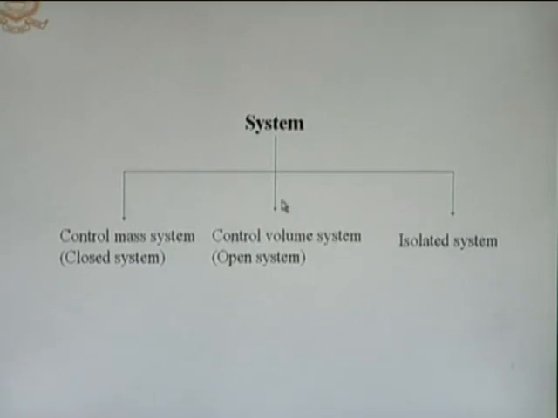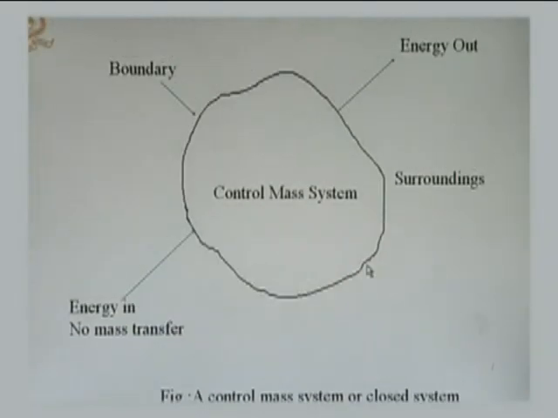We may have generally these three types of system. One is called a closed system, another is called an open system, and the third is called an isolated system. We will try to understand the difference between these three. This is a closed system, in which energy can interact through the boundaries. Energy can go inside the control mass, energy can go outside the control mass, but mass cannot come in and mass cannot go out. The mass of the system remains fixed and its identity also remains fixed. This is the meaning of a closed system.